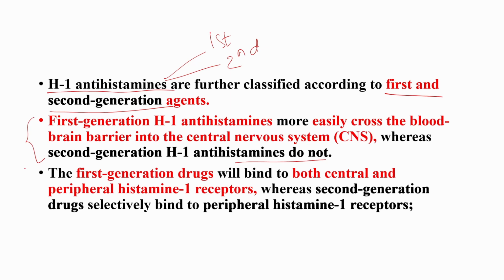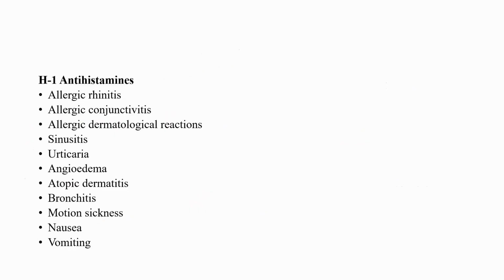This is very important. The first generation drugs bind to both the central and peripheral H1 receptors, but the second generation selectively bind only to peripheral H1 histamine receptors. That is the second difference.